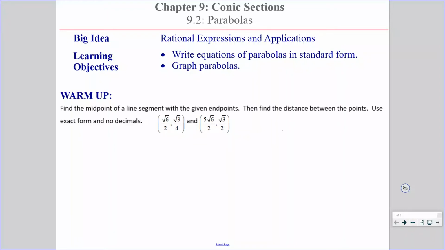Lesson 9.2. Hey, Connor. We are doing a warm-up. I gave them a challenge of finding the midpoint and distance with radicals. Yeah, it wasn't much. Let's see if they remember their algebra. Nope. I hope Justin's not in an ortho.